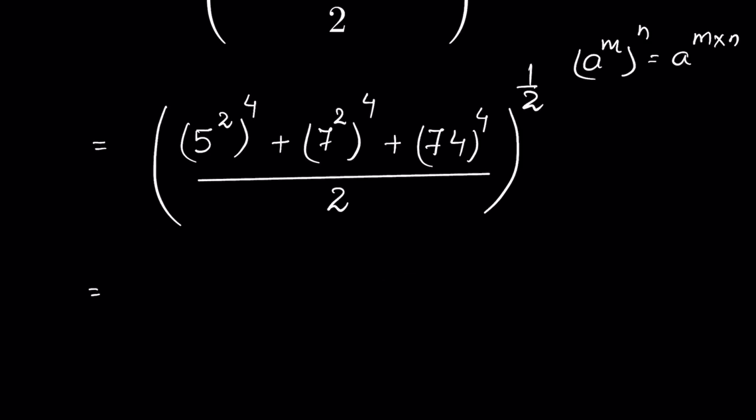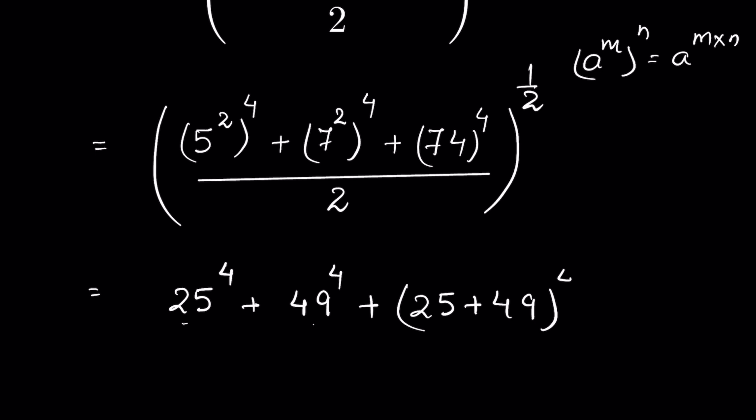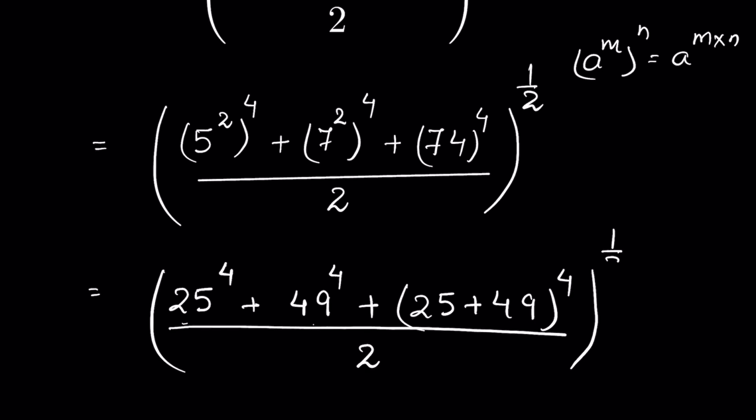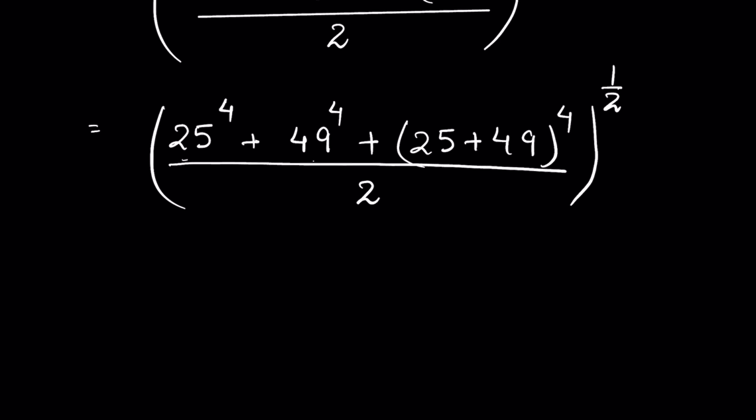So 5 square we can write as 25. So 25 raised to the power 4. 7 square is 49. So 49 raised to the power 4 plus, now 74 we can write as 25 plus 49. So 25 plus 49 whole raised to the power 4 upon 2, then whole raised to the power of 1 upon 2.